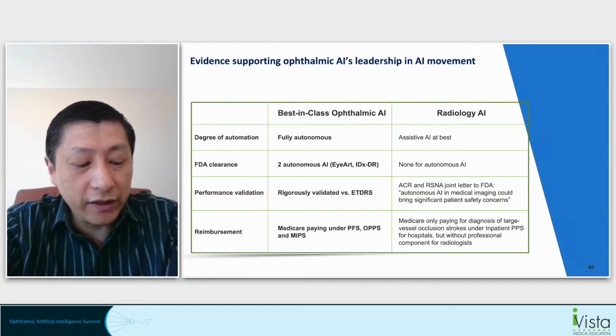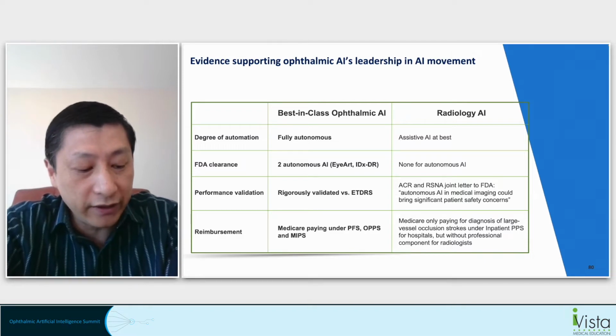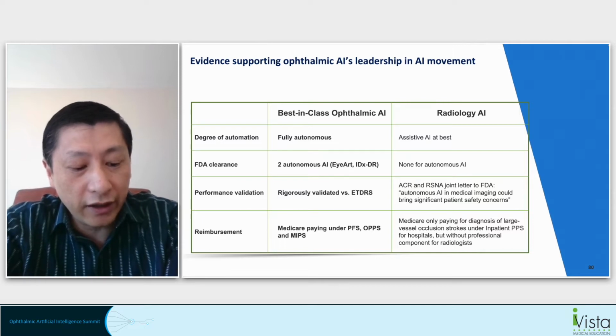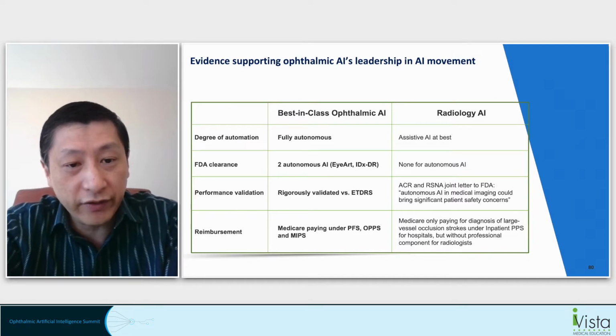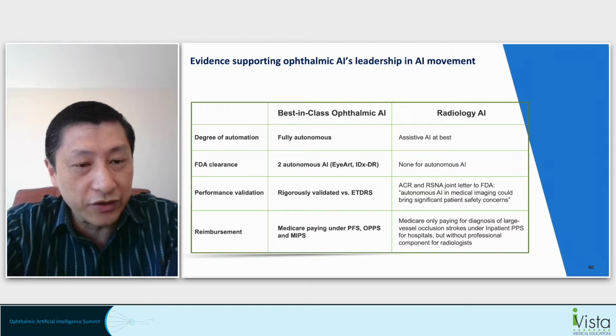Further, when it comes to clinical performance, the FDA-cleared ophthalmology AI technologies have been rigorously tested in our field against ETDRS. On the other hand, the American College of Radiology and RSNA, the Radiological Society of North America, sent their joint letter to the FDA last year, stating there's pretty significant concern. They stated that autonomous AI in medical imaging or radiology could pose significant patient safety concerns.